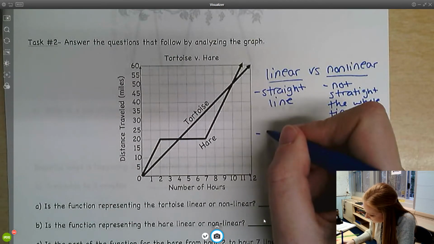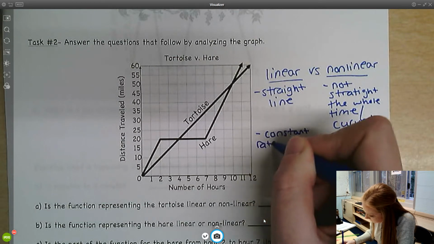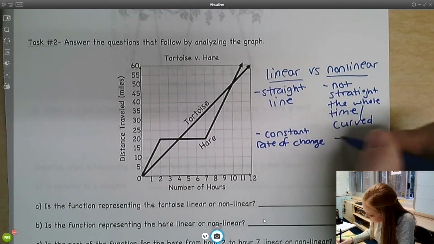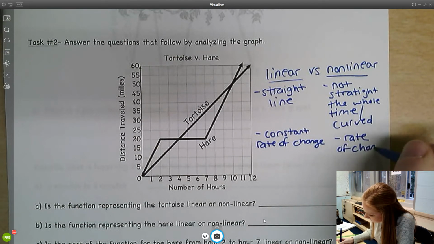If it's linear, it has a constant slope or constant rate of change. So that means the slope is the same throughout the entire graph. If it's nonlinear, the rate of change varies.